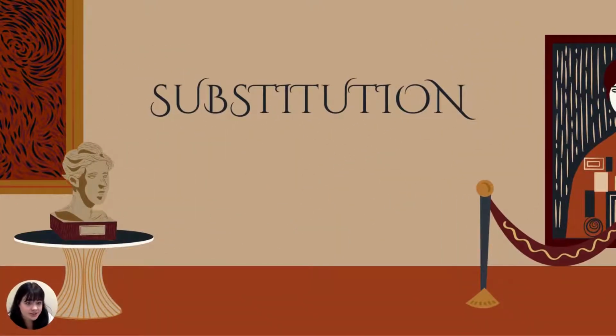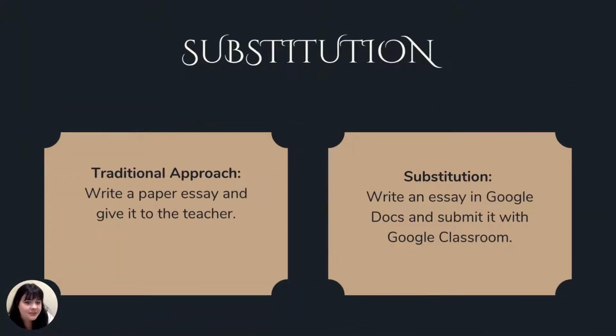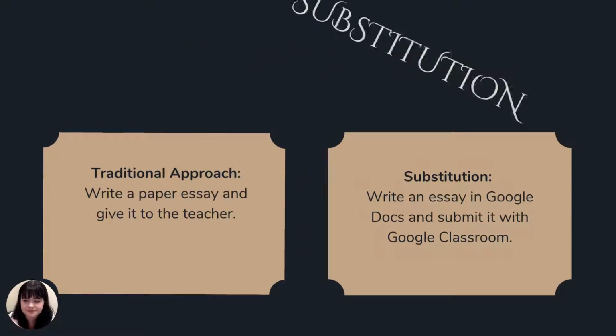So going into substitution, traditionally, the way that this activity would be done by the student is to write an essay on paper with a pen and turn in that physical paper to the teacher. At the substitution level, we're replacing those tasks with technology. So students would be able to type and edit their essay in Google Docs and then submit it in Google Classroom digitally instead of handing in a paper to the teacher.